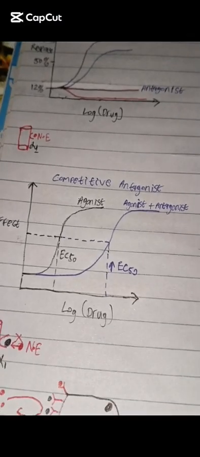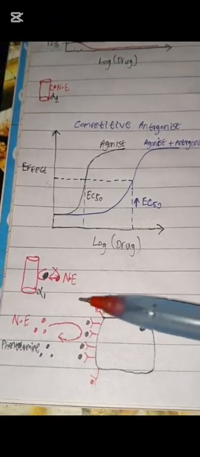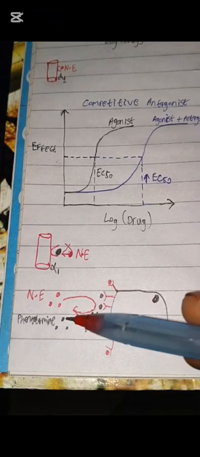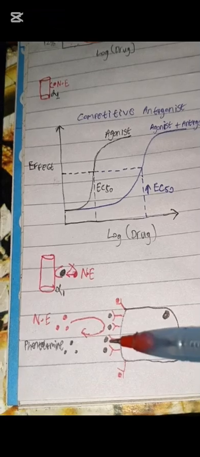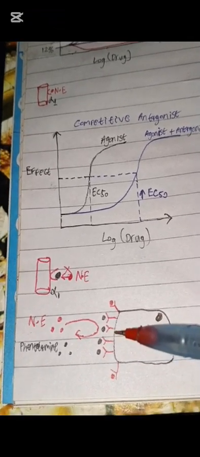Up next, we have the antagonist, which can be competitive or non-competitive. For the competitive antagonist, all it does is basically block the receptor. For example, norepinephrine is this receptor's agonist, but here we have phentolamine. Phentolamine will come here and block the receptor, not allowing norepinephrine to bind. So norepinephrine has no effect on the receptor because it cannot bind.